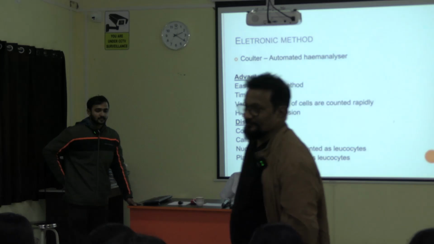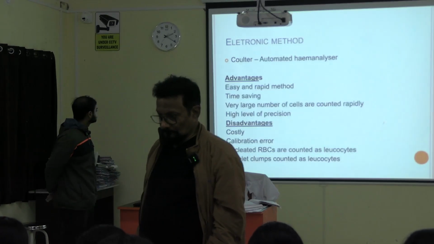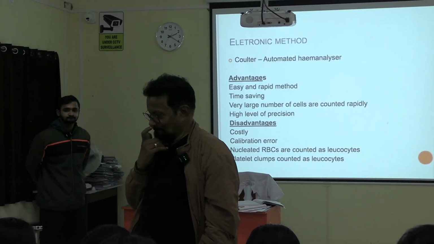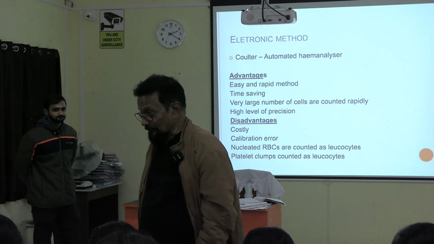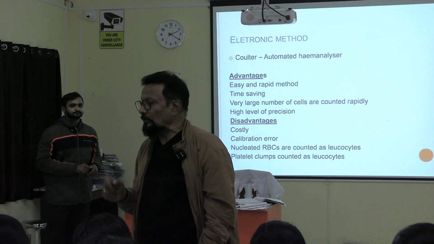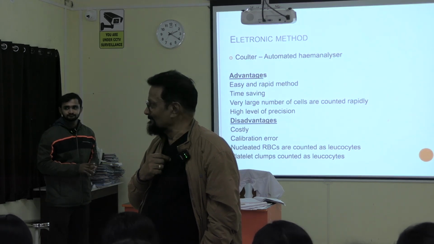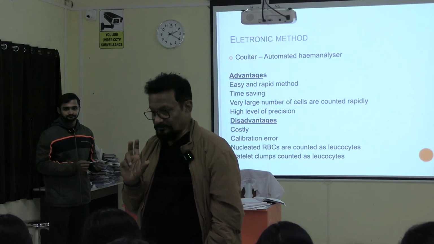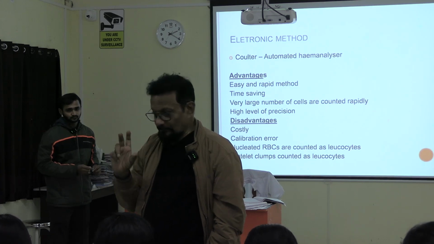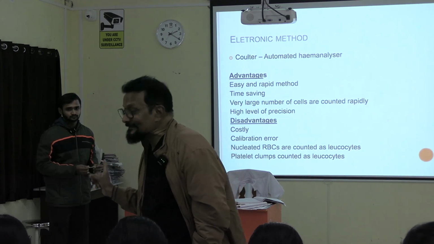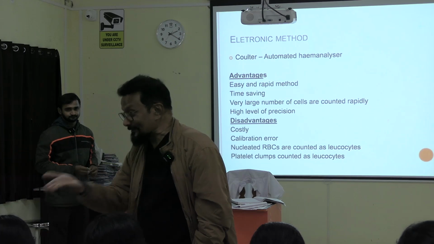Calibration error. What is this? Markings are a bit distorted. The value given by this method, whether it is correct or not, how should I know? So it must be set against a standard. There should be a standard method, and by the standard method I will be counting. And this is the standard method you are using.